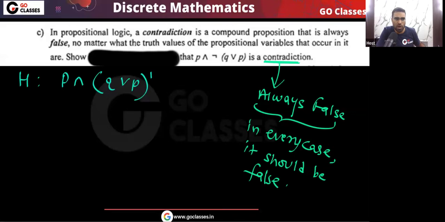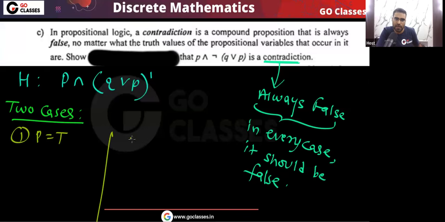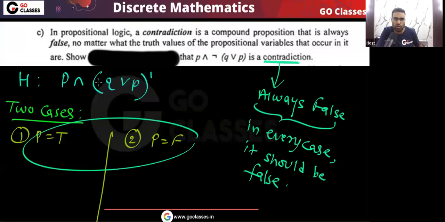Correct? Now I will create two cases. Remember, in the by case method, I am going to create two cases. What are those two cases? Only two cases are possible, because this P is a propositional variable, and any propositional variable will take only one of the two values, true or false. The first case is when P is true. Another case is when P is false. No other case is possible. Either P will be true or P will be false.